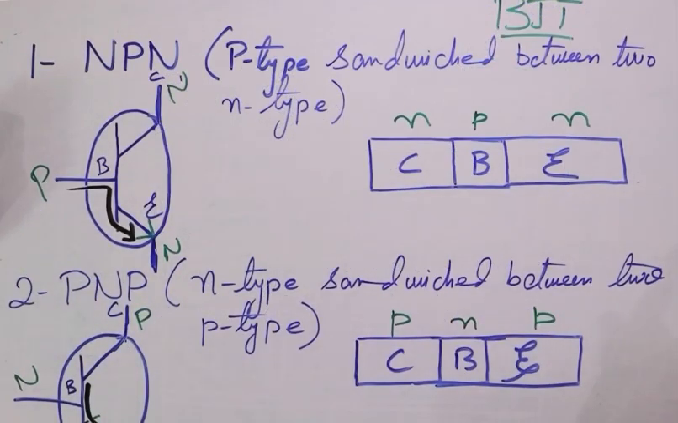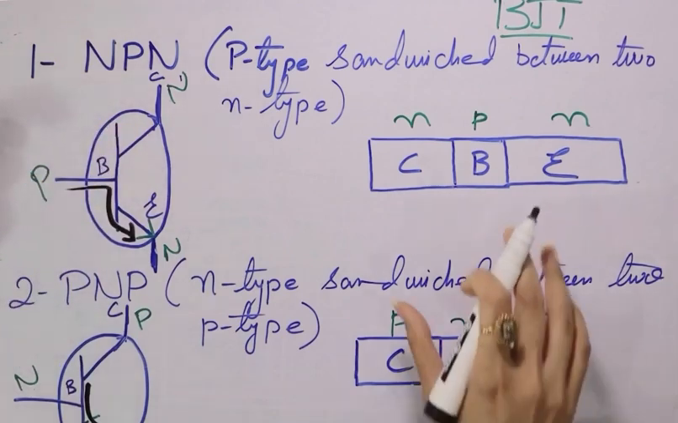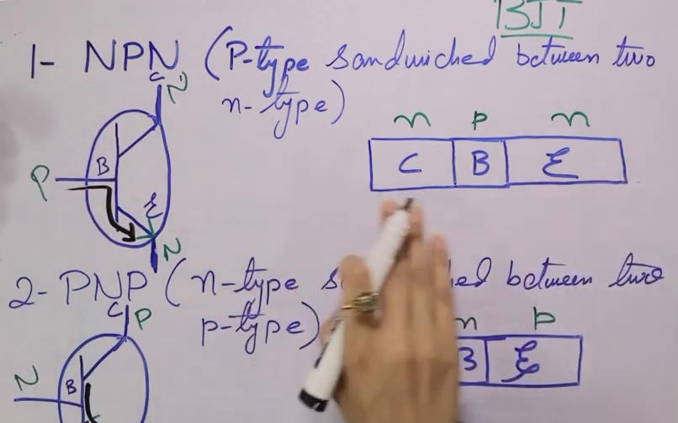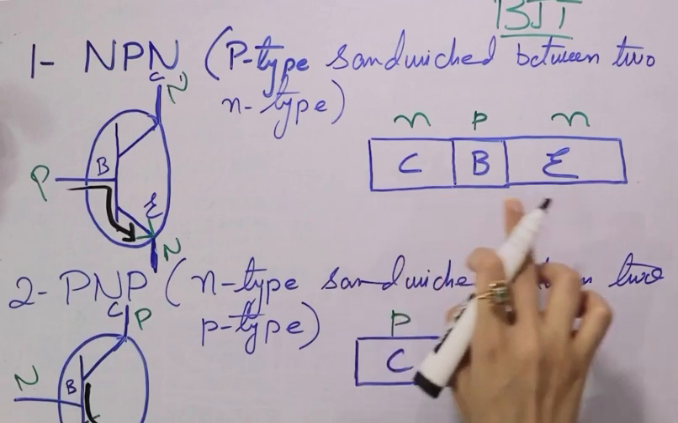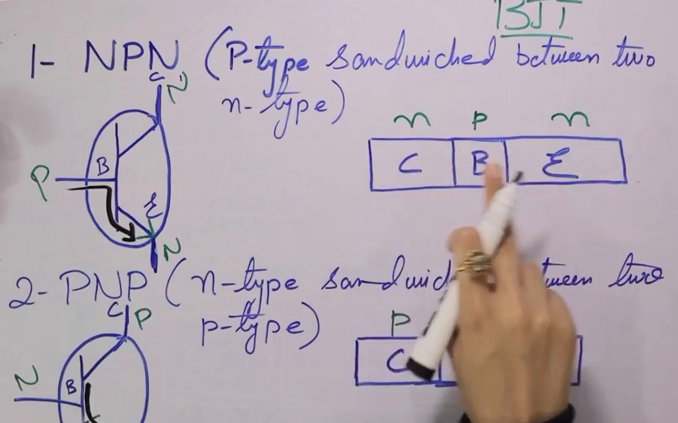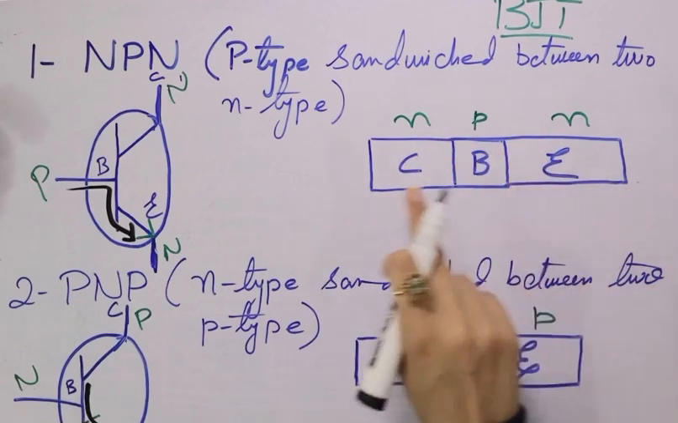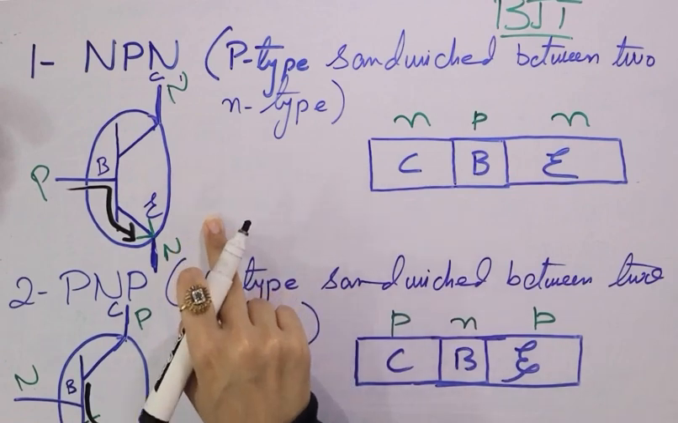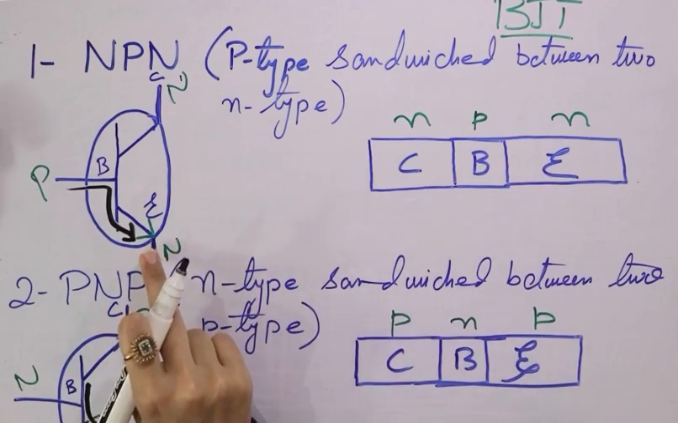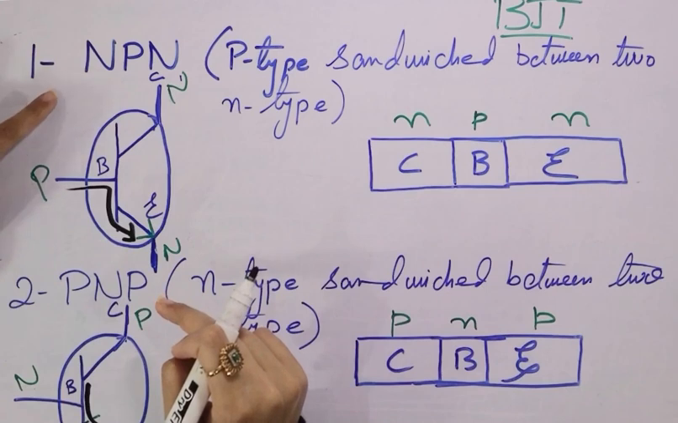A few other terminologies will be useful later. There is this symbol, and there is this other symbol, but both are the same thing. If the symbol is this kind, it will be written on it which is N and which is P. But if the symbol is this kind, you have to determine the direction of the arrowhead, and accordingly you will know whether it is NPN or PNP.